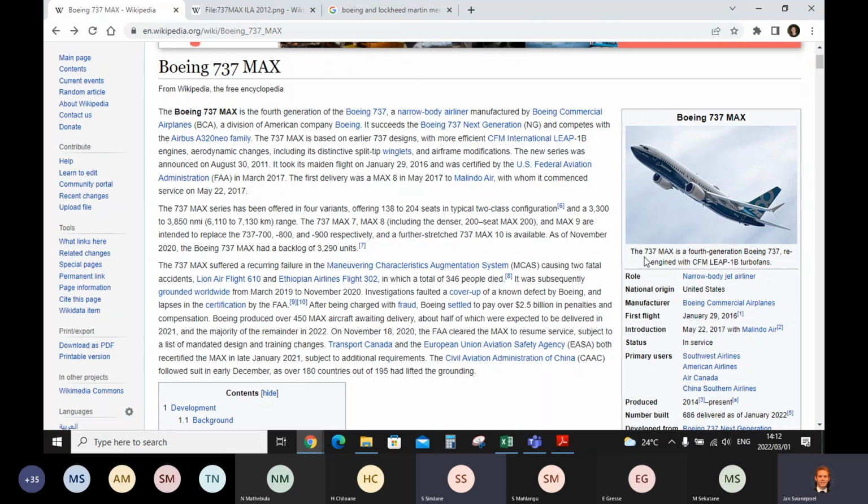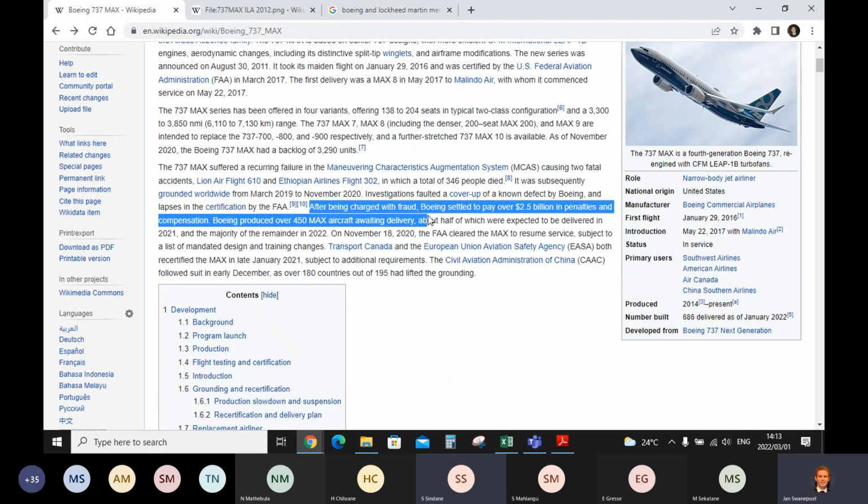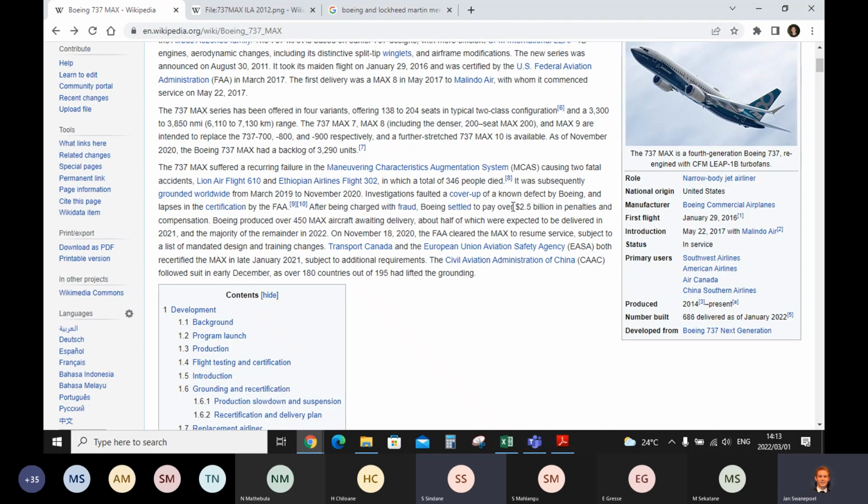No, we're going to lose market share because that's additional cost to the buyer. They're not going to do that. They're going to keep this under wraps and hope nothing fails. In the end, Boeing was charged with fraud, and they had to pay $2.5 billion in penalties and compensation to the families because of this design error.